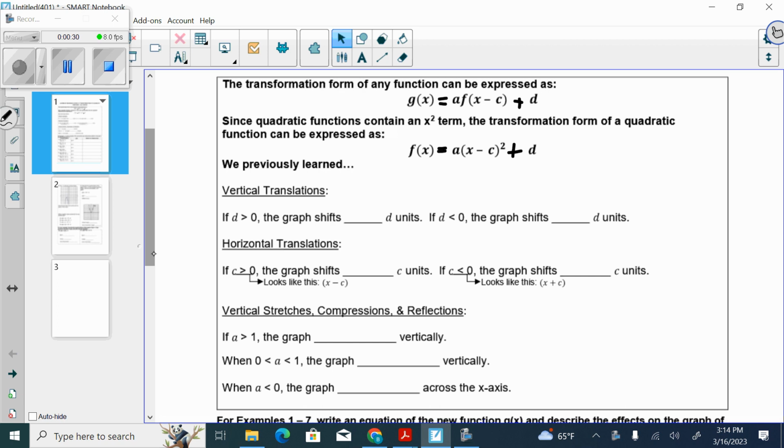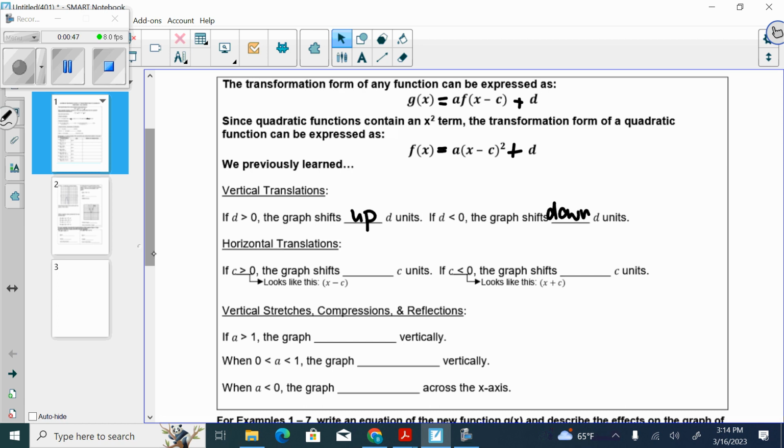If it's plus a number, a positive number, is it going to shift up or down? Up. And if it's minus a number, so a number less than 0, a negative number, it's going to shift it down.